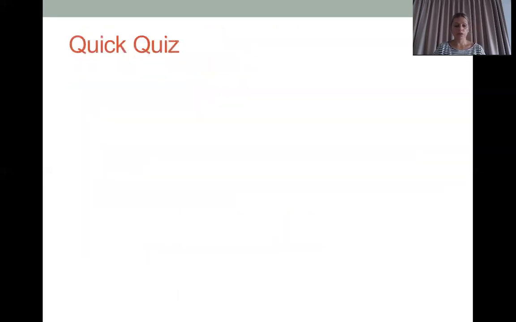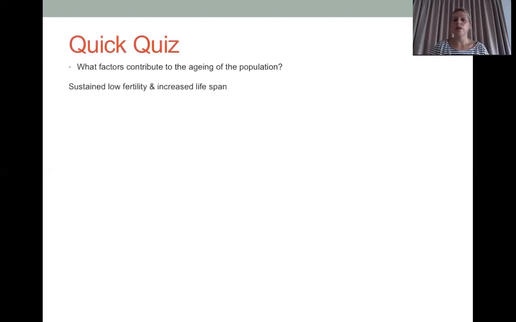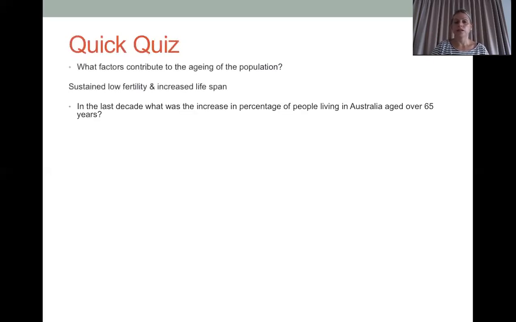So we're just going to go through a quick quiz now just to see if you've picked up the key messages that we've presented in this look at population ageing in the general practice sector. So just bear with me, we'll go through this quiz quite quickly. So question 1, what factors contribute to the ageing of the population? So I hear an answer over there. You're absolutely right. Sustained low fertility and increased lifespan. Well done.